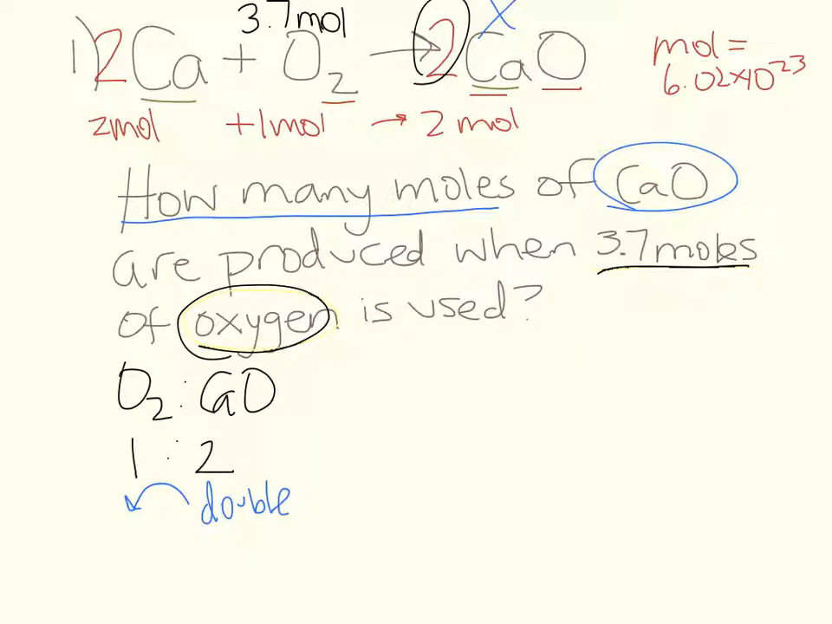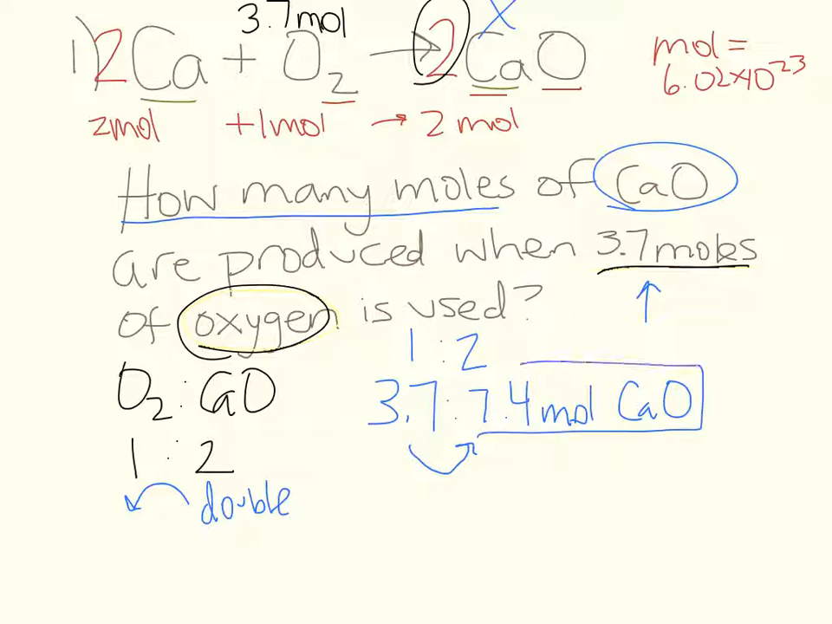So in this particular question, we are given 3.7 moles of oxygen to work with. If we know that for calcium oxide it's a 1 to 2 ratio, that means we are just going to double our 3.7, and that's going to be the number of moles of calcium oxide we can make. So 3.7 times 2 is 7.4. So 7.4 moles of calcium oxide can be made if we have 3.7 moles of oxygen to start with.